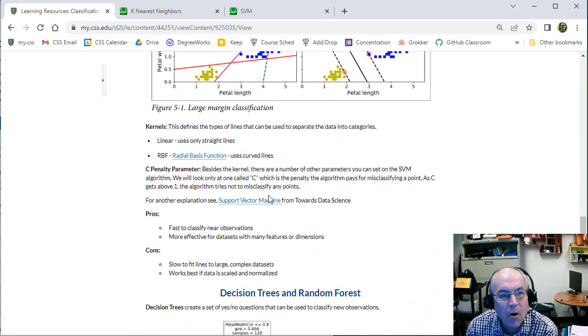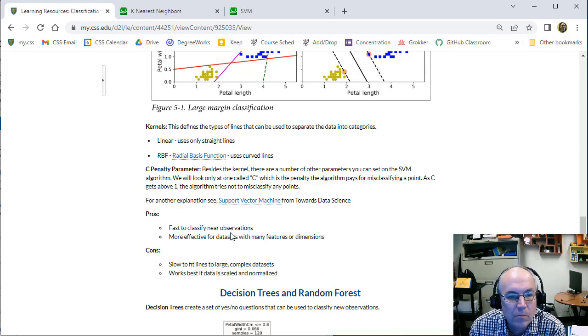The question is, how much penalty do we pay for misclassifying one of the objects with our line? And so there's a parameter called the C penalty parameter, and as C gets above 1, the algorithm tries not to misclassify any point. So it tries to stretch the line, especially with radial basis, to make very curvy lines for that. So here's another article on that if you want.